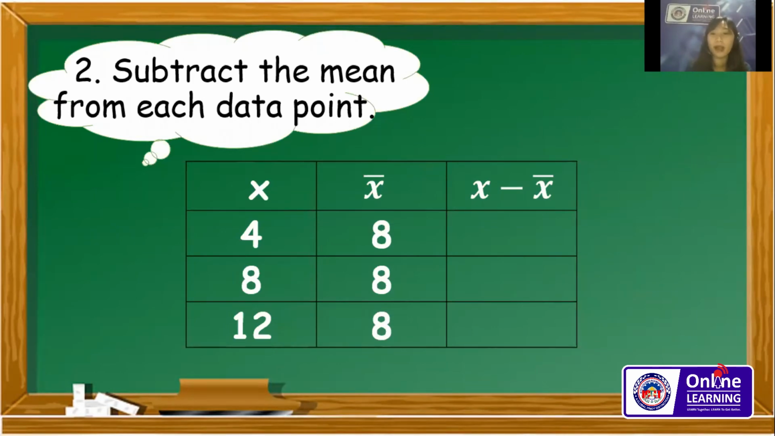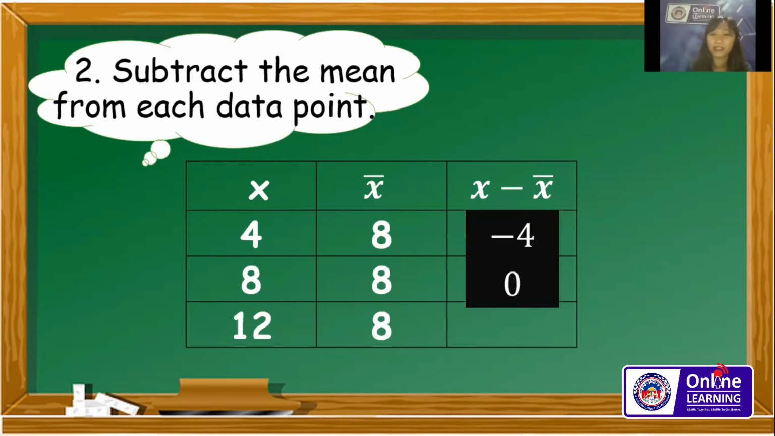Okay, next step is subtract the mean from each data point. So 4 minus 8, and that is equal to negative 4. 8 minus 8, that is equal to 0. 12 minus 8 is 4. So that is step 2, and that is in the third column.